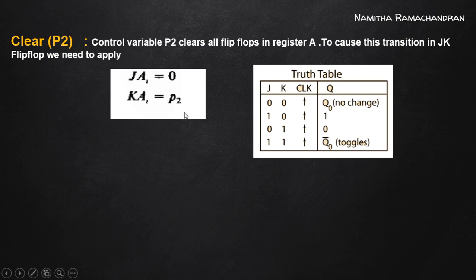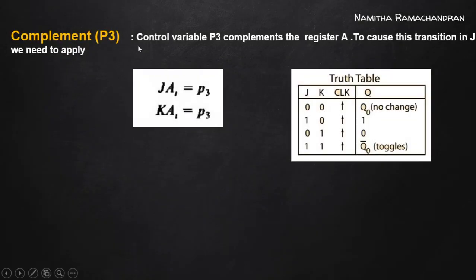with the help of control variable P2. Okay. So next case is the complement operation with the help of the control variable P3 to register A. Okay, so consider this. From this truth table, it is clear that when J value becomes 1 and K value becomes 1, whatever value is present in our Q state, the next state generates its complemented form. That is the toggling of our state values. So for getting the complemented form in the next state, we need to apply J equal to 1 and K equal to 1. So along with this J and K input, here we need to consider the control variable P3.